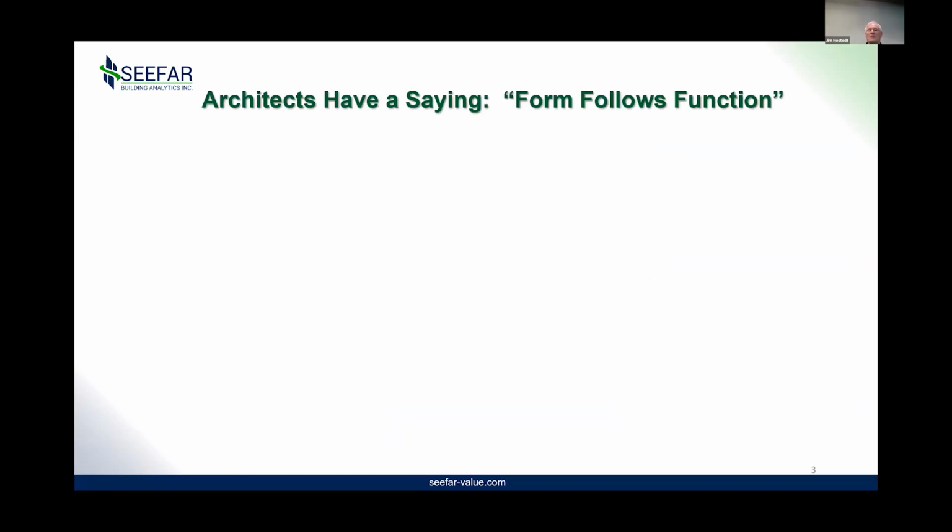So the next thing I want to talk about is really about the design and how it's done. And architects have a saying that says form follows function. Well, what does that mean? Well, the building must function well first, and then it can look good. And so let's talk about what the function of the building is first.